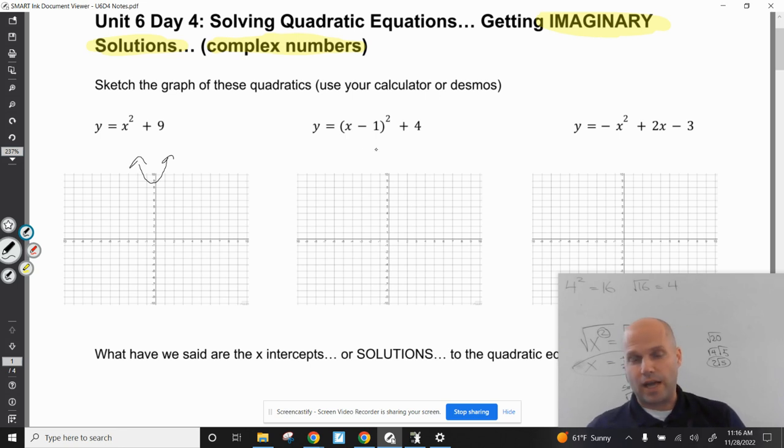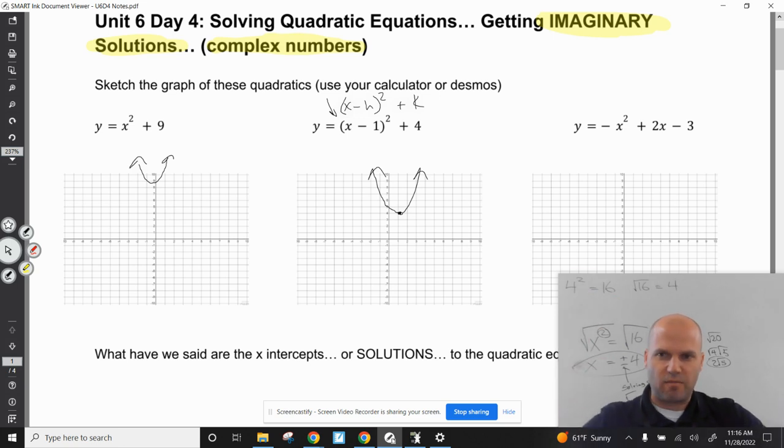I could do this without a calculator. x minus 1 squared plus 4. This is in vertex form. That means my vertex is at h comma k, which is 1 comma 4. Remember, vertex form was x minus h squared plus k. So 1, 4. I know a is positive. a is 1. So I'm going to be opening up from there.